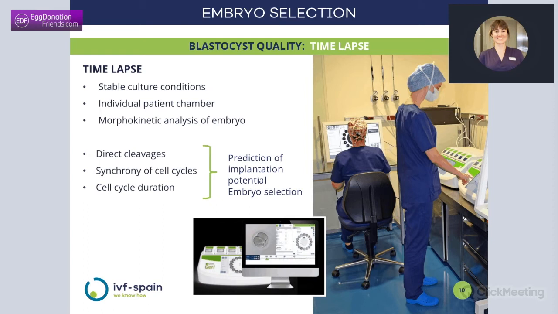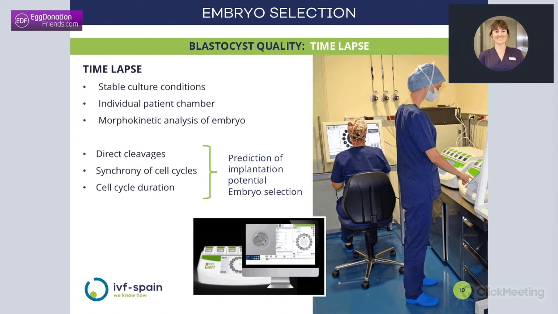So nowadays we have a very powerful tool to evaluate embryo development. This is called time-lapse incubators. Time-lapse incubators basically have a camera inside that takes pictures of the embryos every 5 minutes. And this allows us to have a continuous recording of the embryos. In these incubators, every patient has an individual chamber. And since we can look at the embryos on a computer, we do not need to open the lid, take the embryo out, and place it under the microscope.